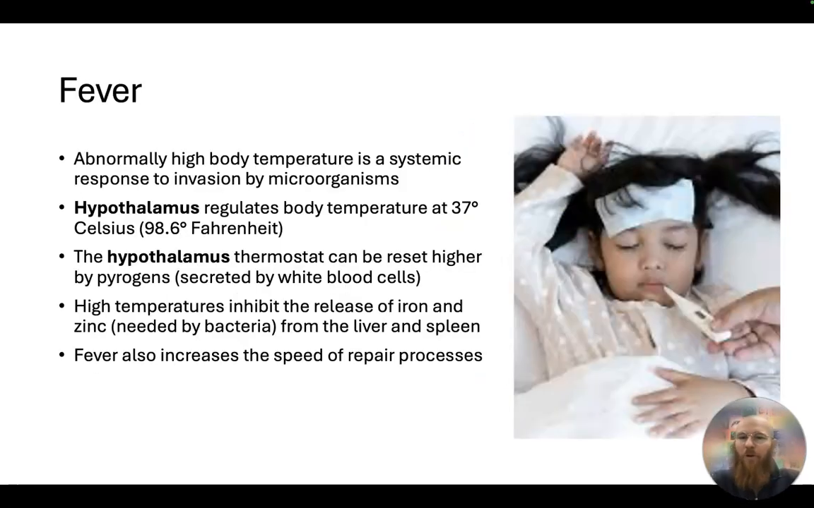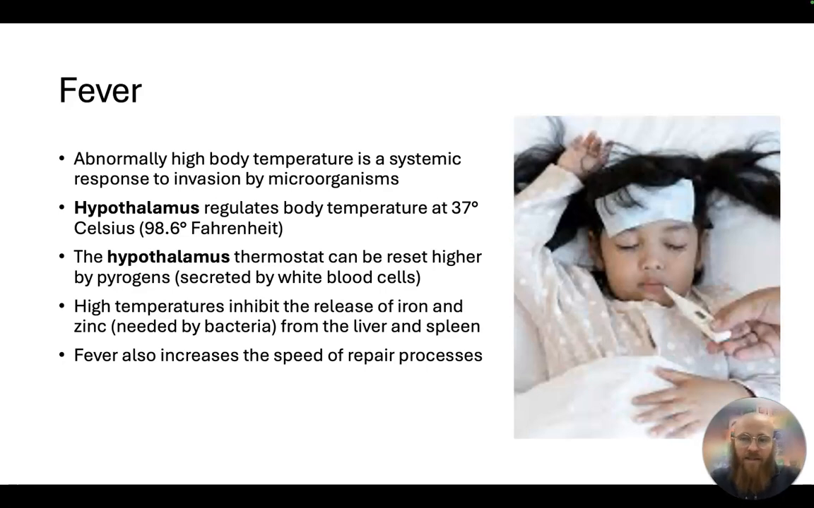And we're going to finish up here with a very common and relatable innate immune response to any sort of sickness or disease, which is to run fevers. This fever is referring to an abnormally high body temperature. It's a systemic response due to some invasion of a microorganism that is a foreign component.